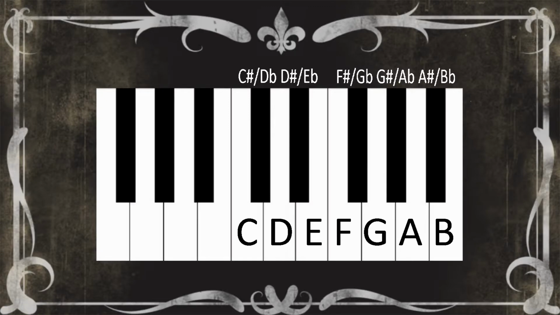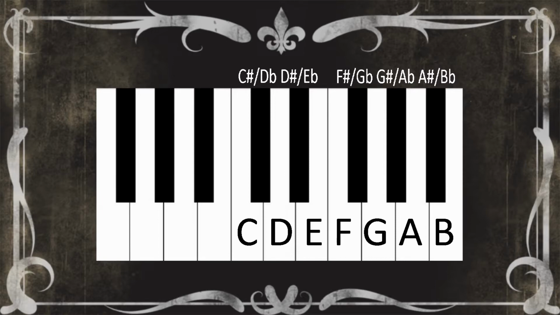Now, guys, I'm going to say the chromatic scale using sharps only. Let's say it with me. C, C sharp, D, D sharp, E, F, F sharp, G, G sharp, A, A sharp, B, C. Good, guys.